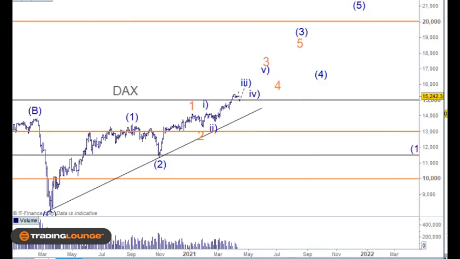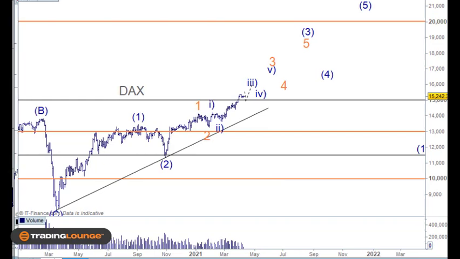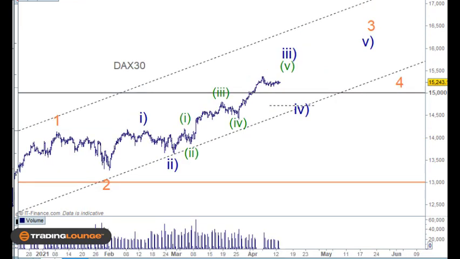I'll just leave that to one side and we'll just focus on the DAX now. So this count here, obviously it takes us quite a lot higher. Now I don't know if that's the case, but there's a reasonable chance for this to occur. So we'll just take it step by step. And what we're going to be looking at over the next few sessions really is the 15,000. Now we've broken up through the 15,000, so we need to go in and have a look at that.